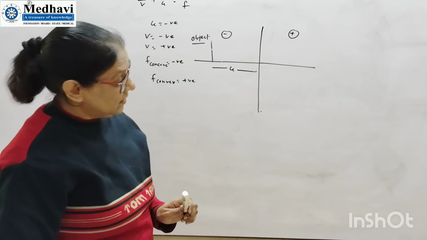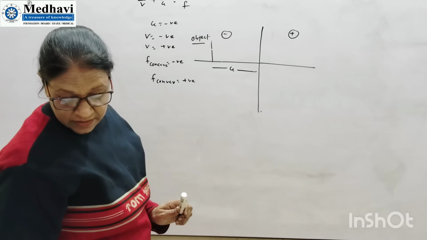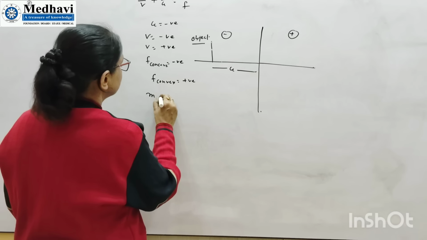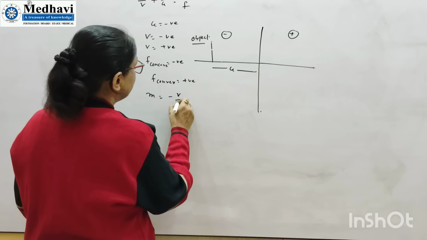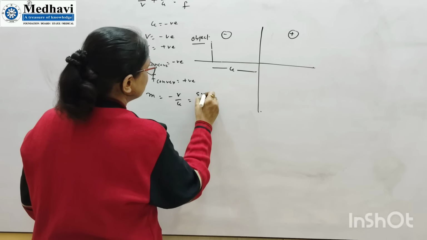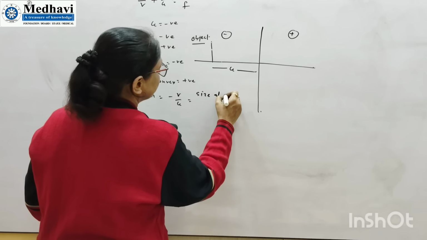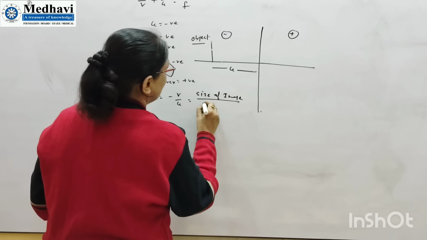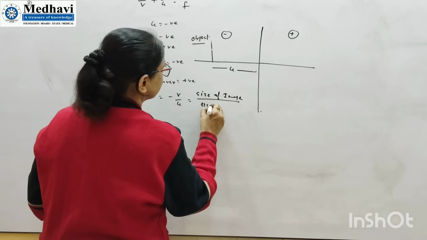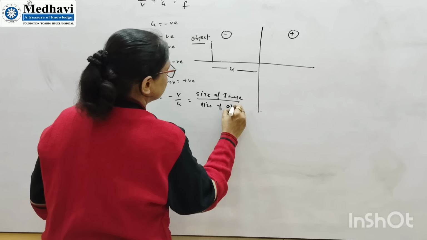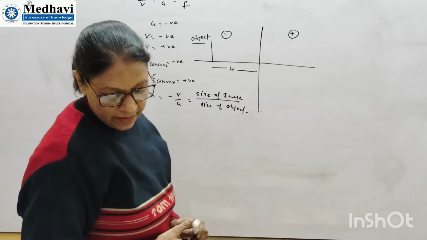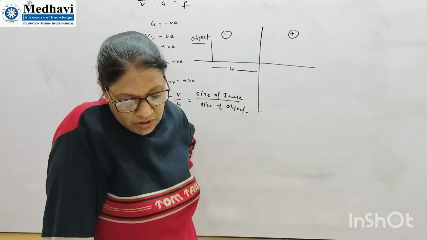And the magnification of the mirror, whether the image is bigger or smaller, we use minus v by u, that is the size of the image over the size of the object, or the image distance over the object distance. This is the information that we keep in our mind to solve the question.